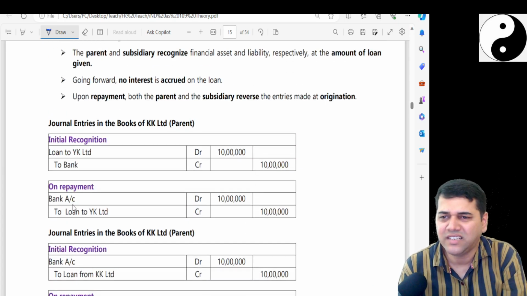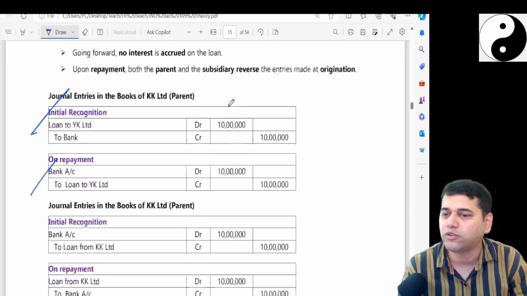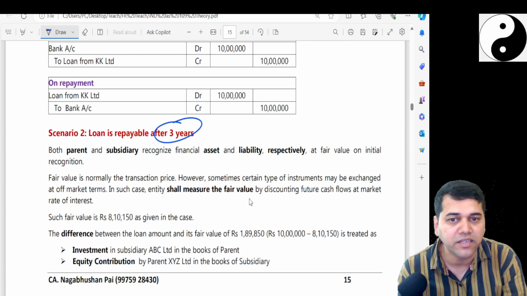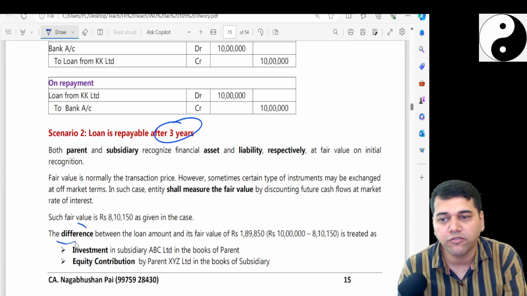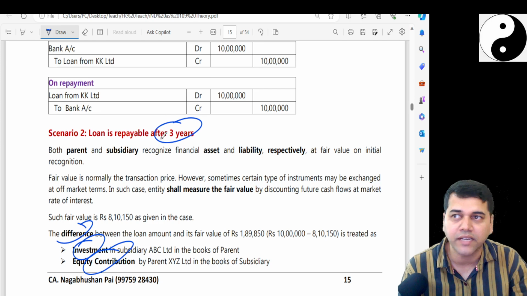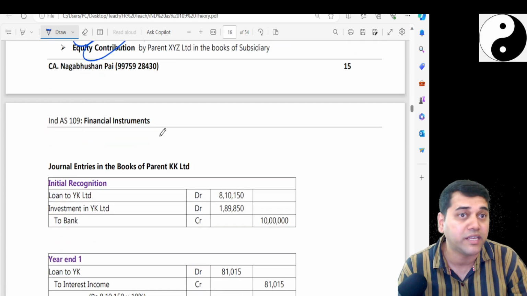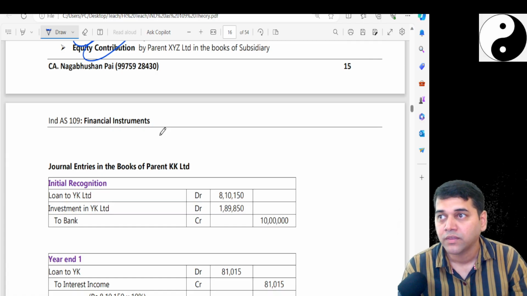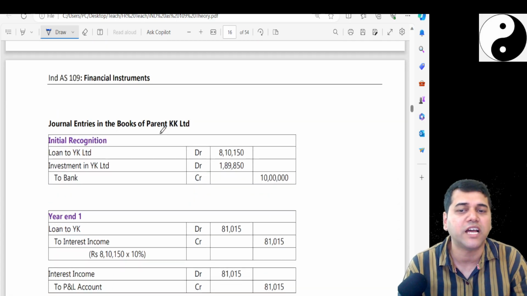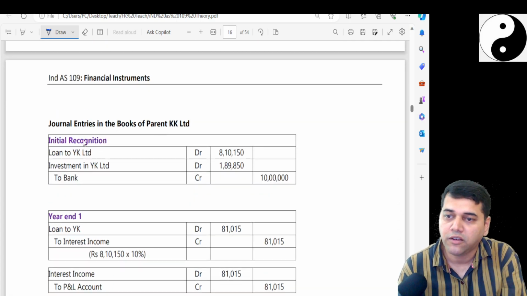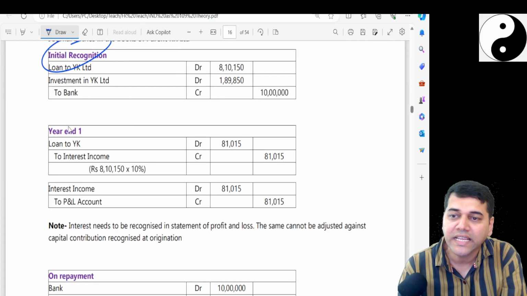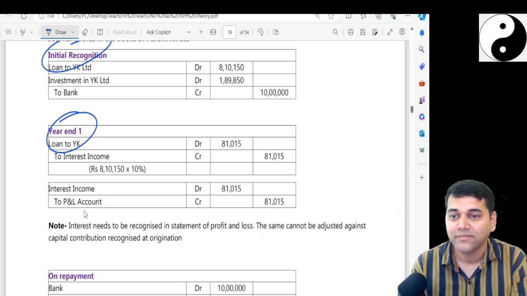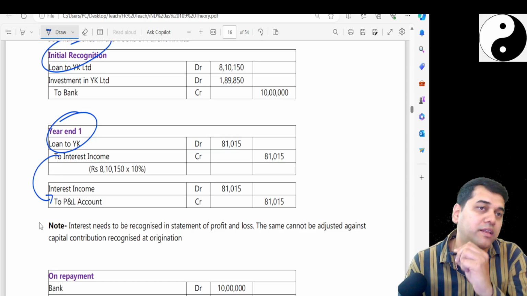So first it is the same entry: loan to bank, bank to loan. Now if it is repayable after 3 years, then the difference will be investment and equity, same theory I will write. But I am not going to do any working because they gave me the fair value, and the amortization schedule is not required because they asked me the interest entry only for the first year. So I will pass the initial entry and only the year-end entry. But when I pass the year-end entry this time, interest income I will transfer to P&L.